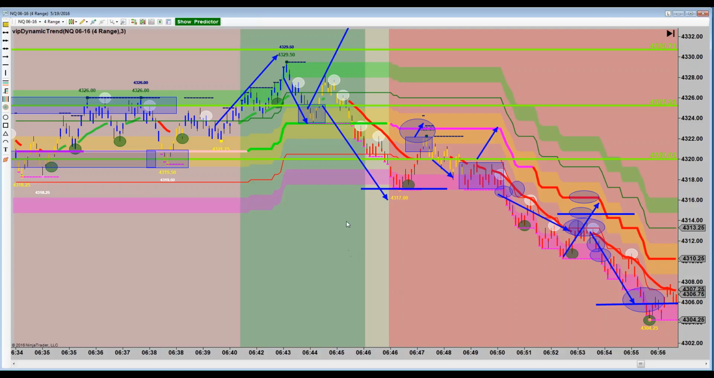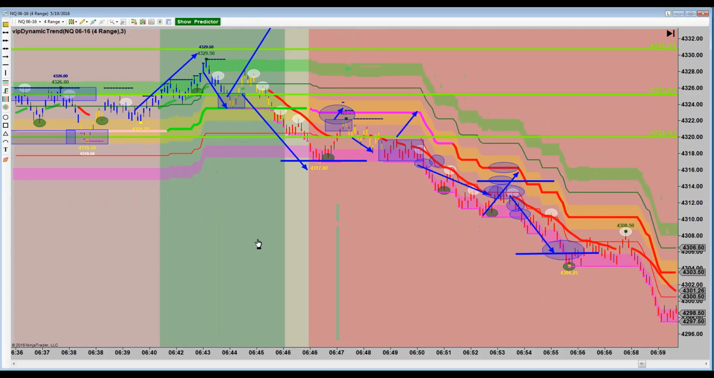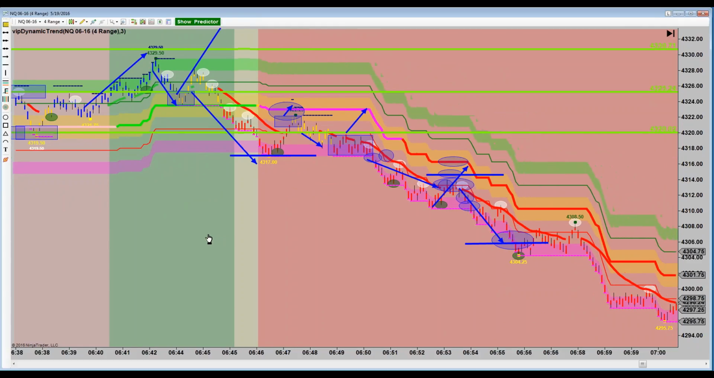Let's advance the chart. So now the market is just tanking. It's just ripping. It's not even coming back up to the midband at all. This is the most ideal condition for loading the boat. For those of you who are saying loading the boat, this is the kind of move you want in the morning to load the boat.